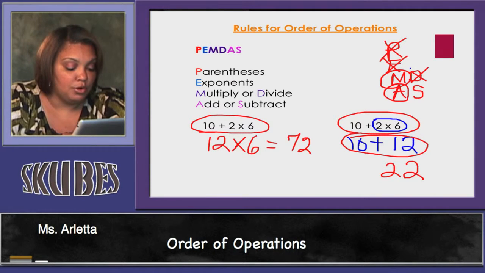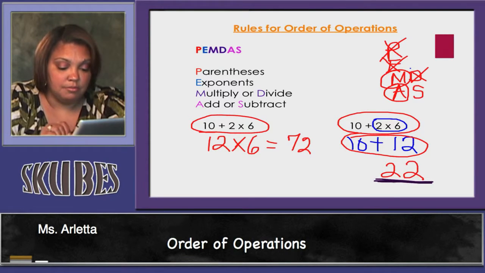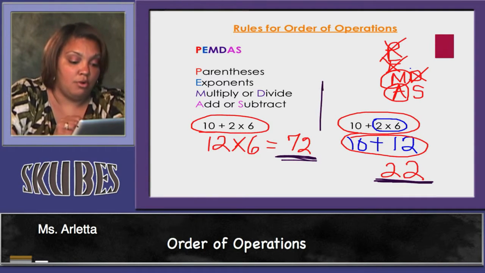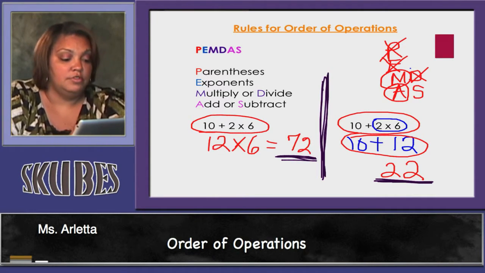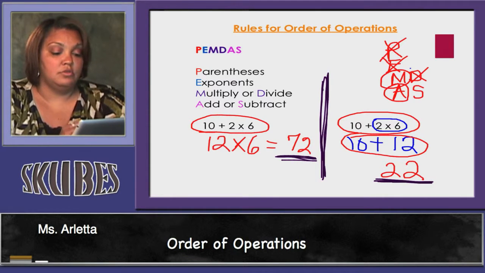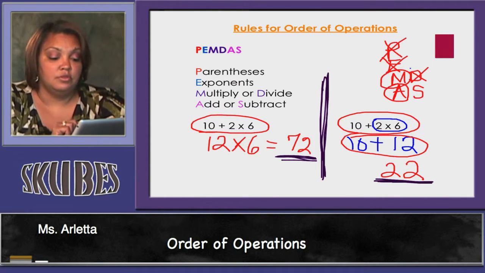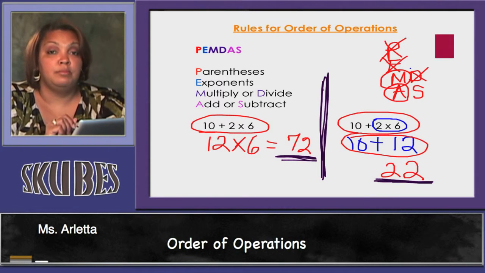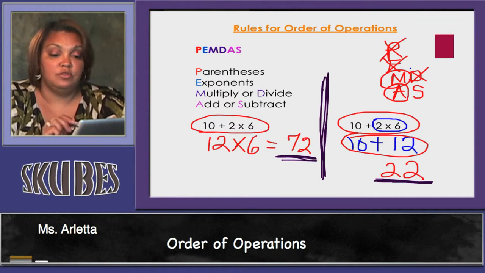But I want you to notice something really quick here. You see an answer here? But you also see an answer here. Same problem: 10 plus 2 times 6. The answers are different. And the reason why is because in this one, they added first and multiplied as if they were reading a book. They did the operations from left to right. However, here they used PEMDAS, which is what you should use whenever you have a bunch of different operations.